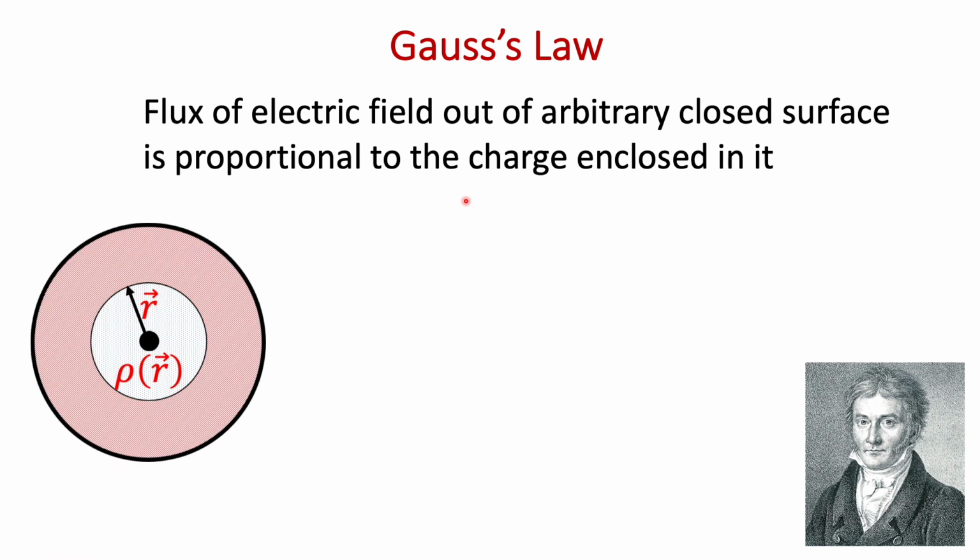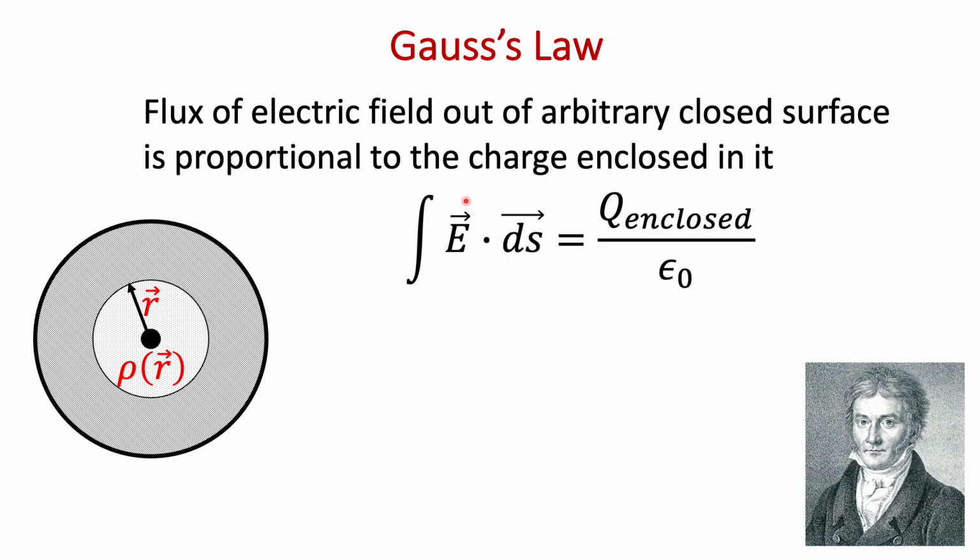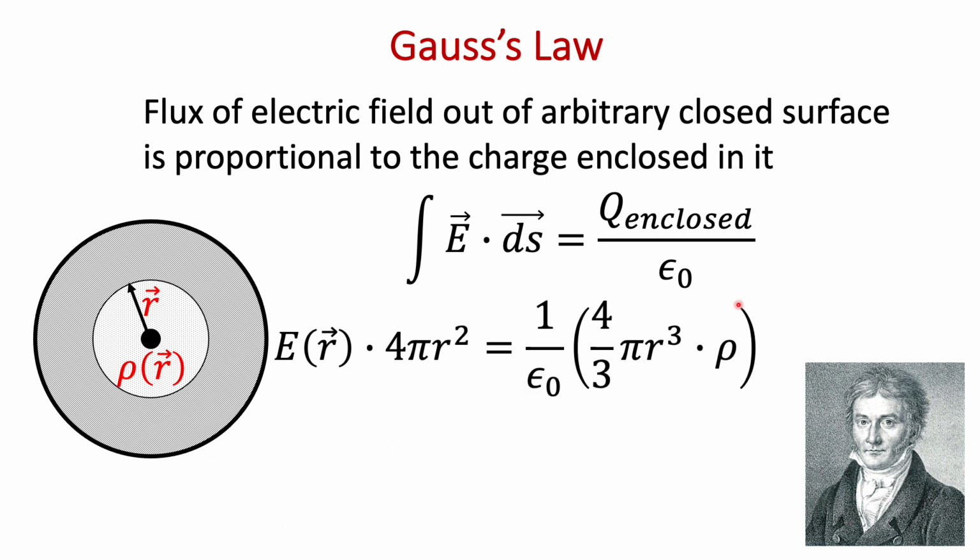the surface. For example, if you have a spherical volume with the radius r, which has the charge density per unit volume rho, then E dot dS is equal to Q enclosed, the charge enclosed, divided by epsilon 0. On the left side we can integrate all over the surface, and on the right side we can calculate the total charge which is enclosed in this volume.